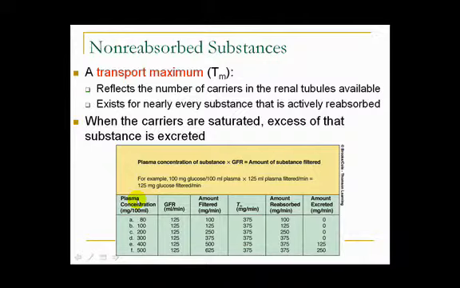And the idea is why there's a maximum is there's only a certain number of carriers, for example, your sodium glucose carriers, in the renal tubules available. And they can only work so fast to get the glucose across the membrane. So what happens is you can saturate those transporters. And once they're saturated, anything that doesn't get pumped across or moved across will be found in the urine because it will be excreted. So if you look at glucose, for example, it depends on your blood glucose levels.